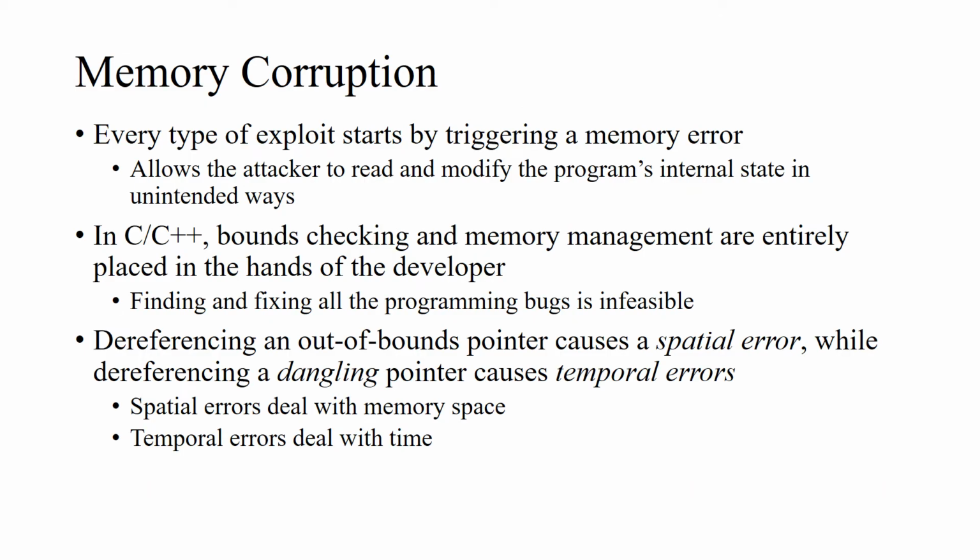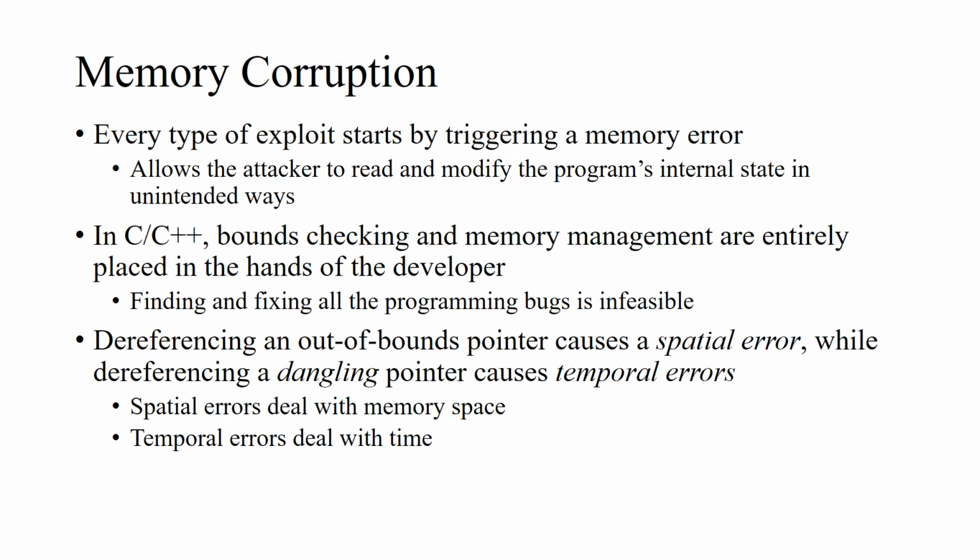Though memory corruption stands as its own subsection, every type of exploit begins with triggering a memory error. Specifically for C and C++, boundary checking and memory management are placed entirely in the hands of the developer. As a result, the source code could contain numerous bugs, and finding and fixing all these programming bugs is unfeasible. Memory corruption deals with two types of errors.